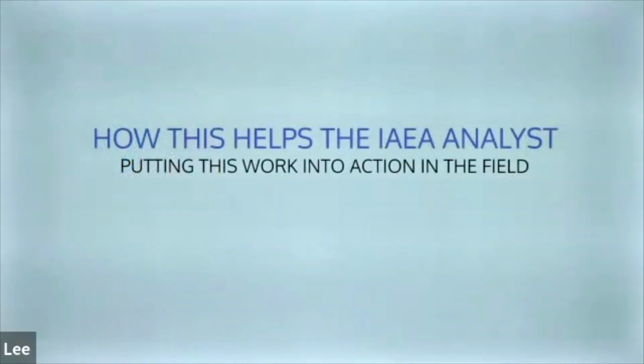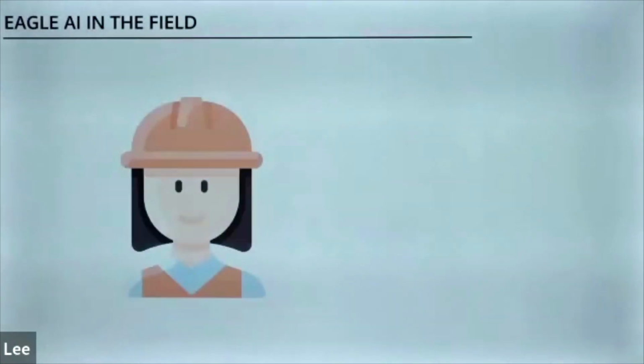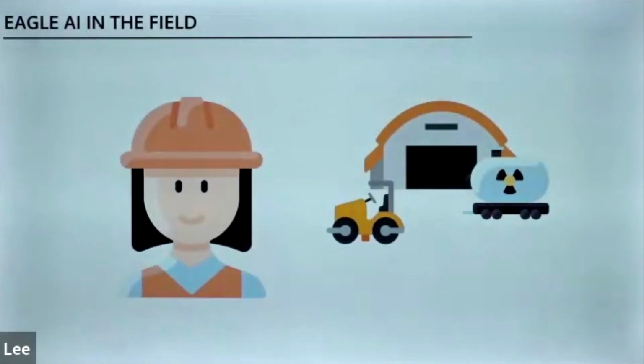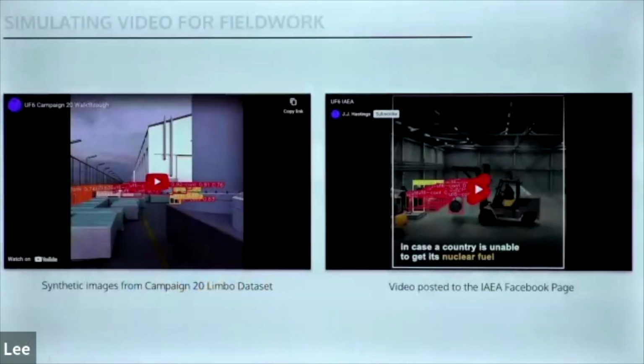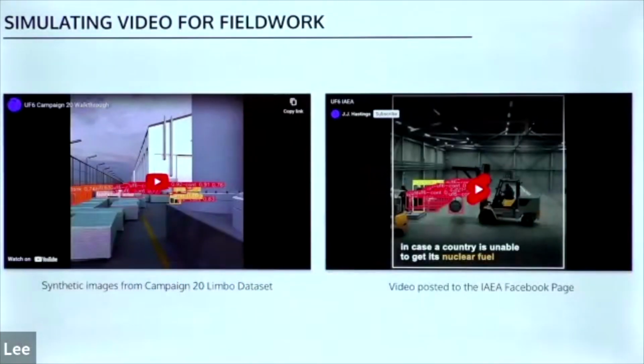So how is it that this helps not just the IAEA analysts at the office, but also one in the field? We know that the IAEA analysts have to actually go to these nuclear facilities. They will be taking pictures, sometimes taking cameras as well. And we want to make sure that this Eagle AI model is something that they can leverage as well. On the left-hand side here, since we know that videos are just a series of images, we can just splice that video and pass it through the model.